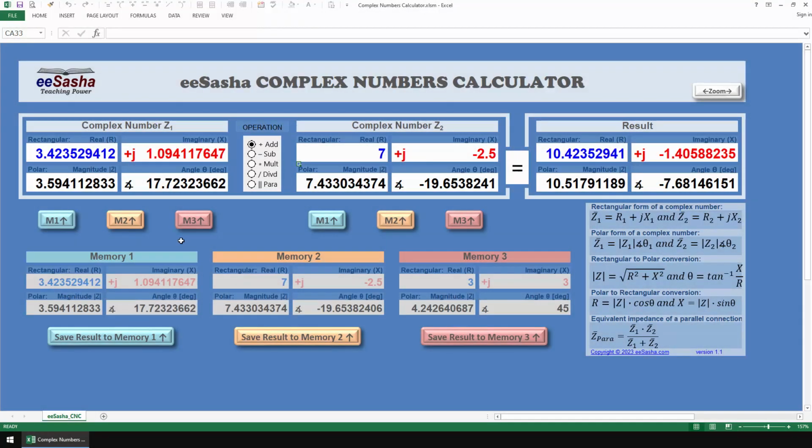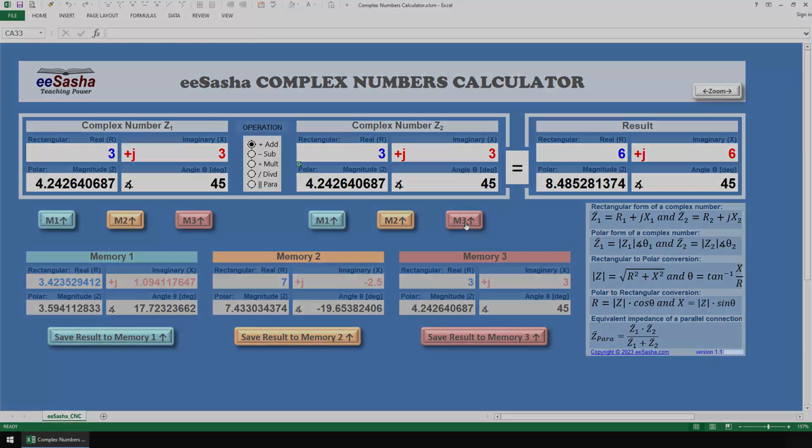So you see that beneath both of these complex numbers, Z1 and Z2, we have 3 buttons. The reason is because we have 3 memories. So we can choose which memory we're going to use to fill in the complex number Z1. We can use memory 1, or 2, or 3. For complex number Z2, we can also use memory 1 or 2 or 3.